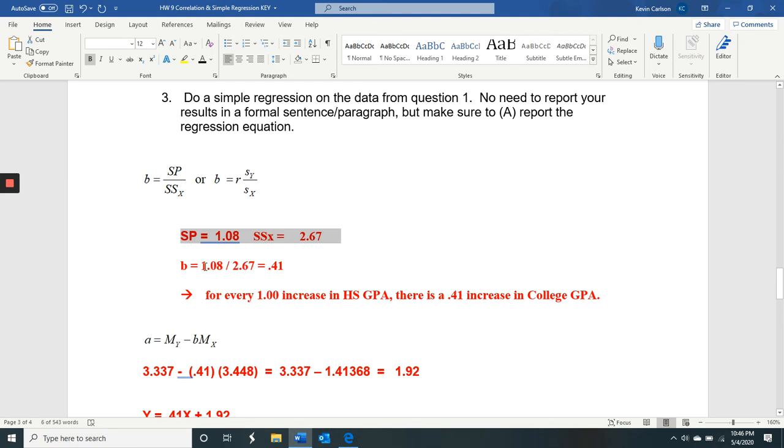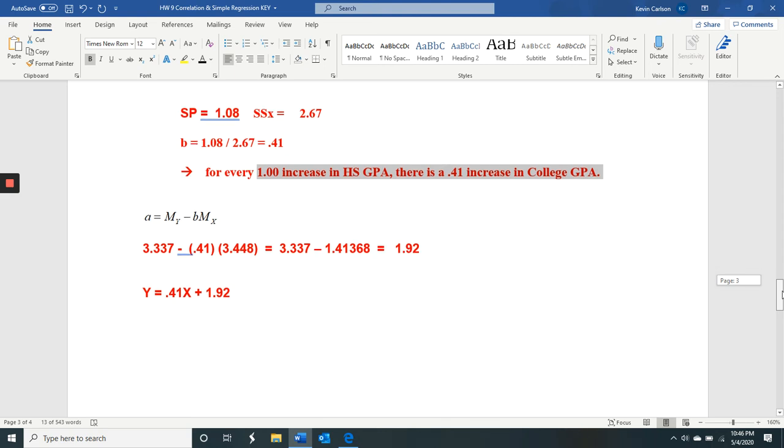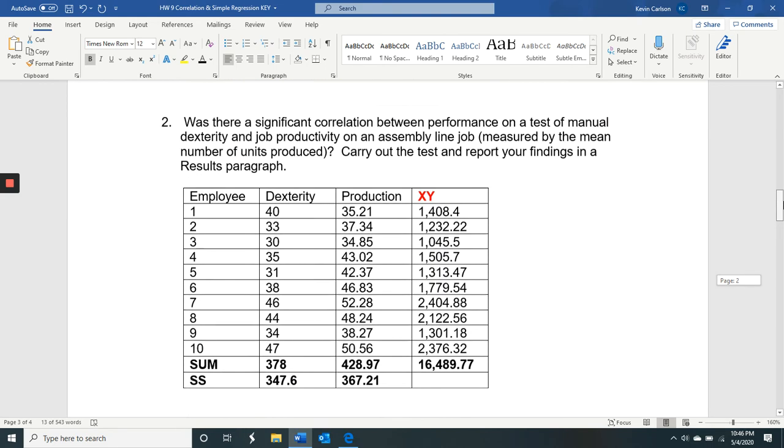So to get the slope, we just divide those two numbers, and we get a slope of 0.41, which means for every 1 unit increase in high school GPA, there is a 0.41 increase in college GPA. So that's the slope. Then we can find the y-intercept, the A, by taking the mean of y minus the slope times the mean of x. So we can actually get this from above.